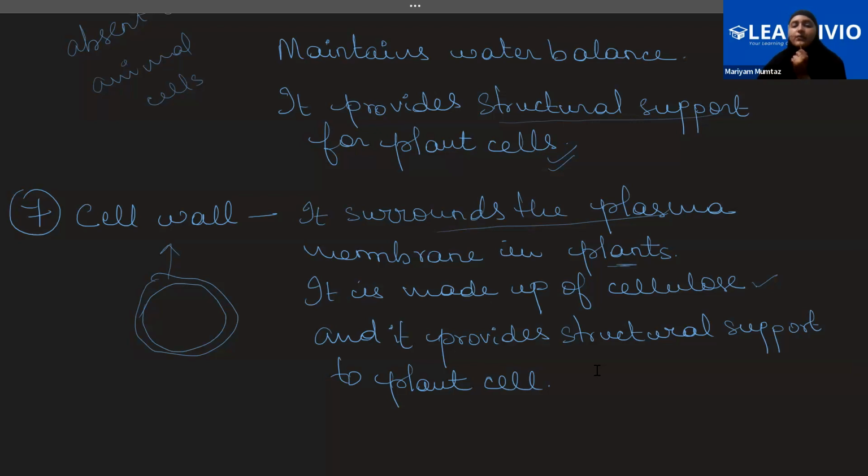Sure. First thing is that the cell wall is surrounding the plasma membrane. Secondly, it is made up of cellulose. Cellulose is a compound which makes the cell wall. And lastly, it provides the structural support to the plant cell. It provides the support in terms of structure to the plant cell. Clear?